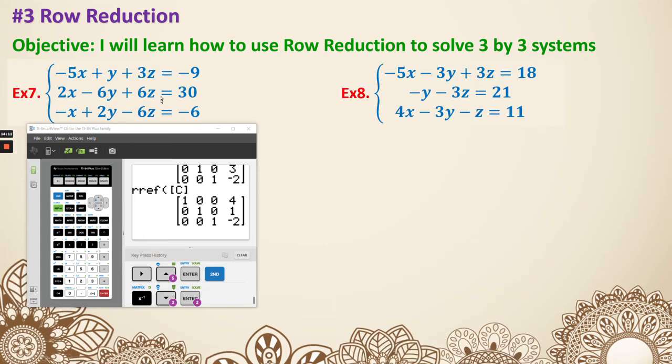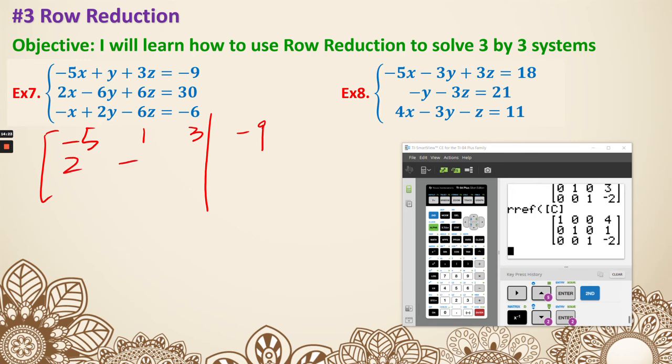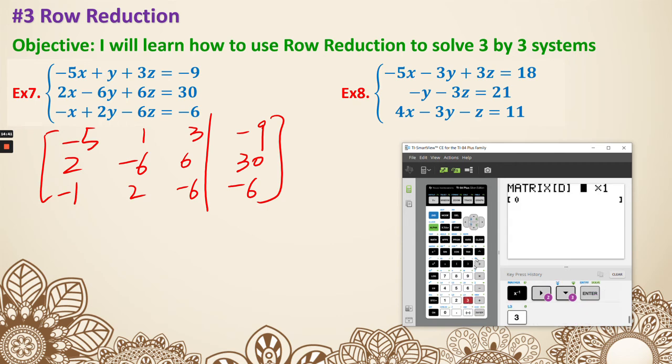So example 7. Let's write down the augmented matrix first. -5, 1, 3, -9. 2, -6, 6, 30. -1, 2, -6, and -6. Now let's put it in for D. So second matrix, we're going to choose D. And it's again 3 by 4.